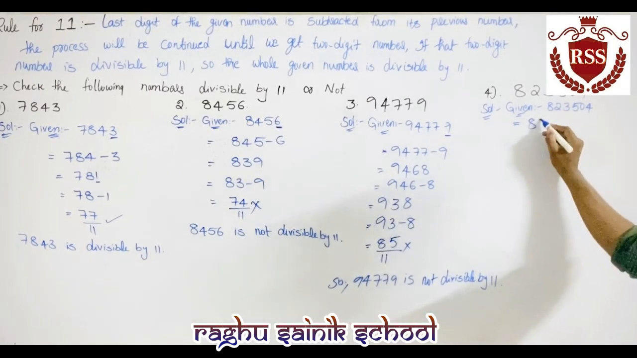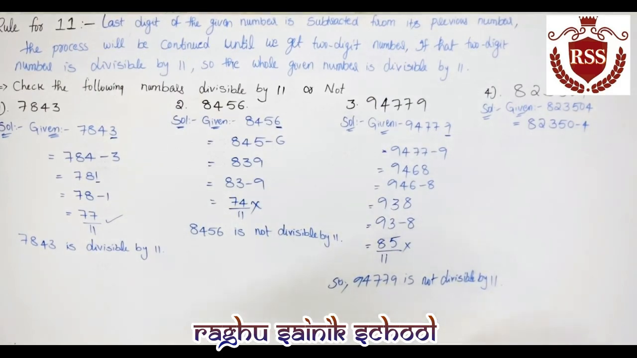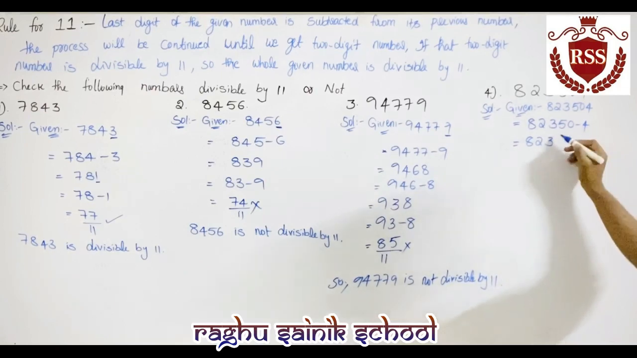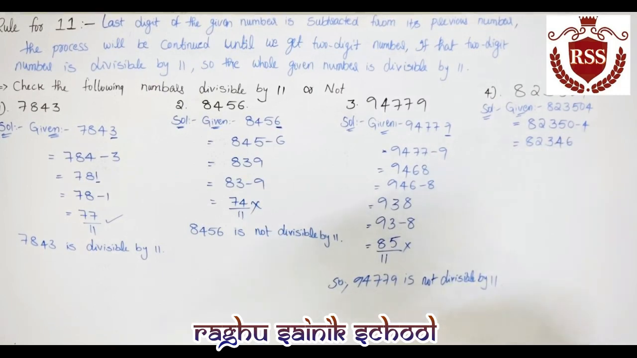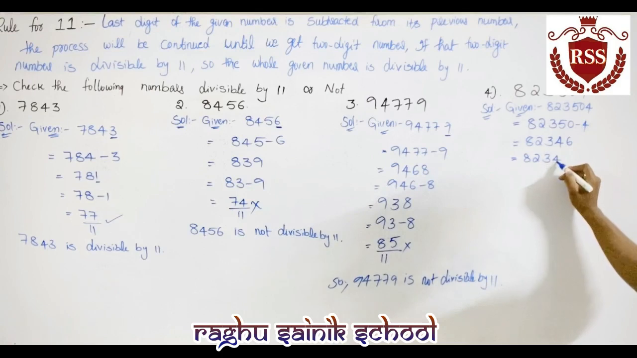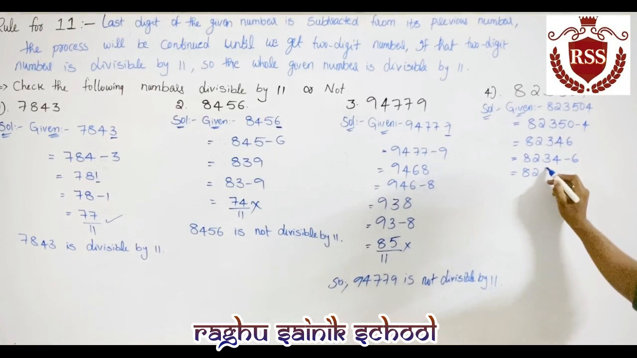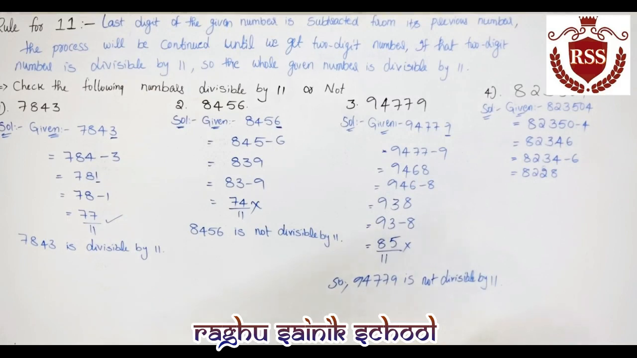Last digit: 82350 minus 4. The last digit is subtracted from its previous numbers. That will be 823, 4 minus 6. 6 is subtracted from 8, 2, 3, 4.